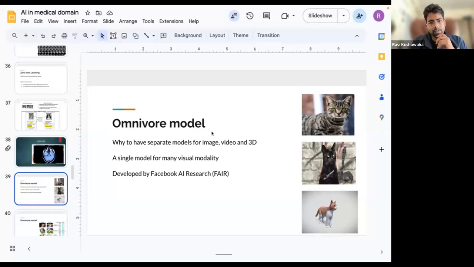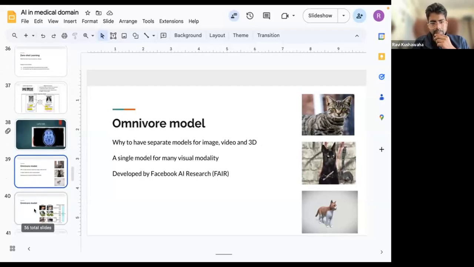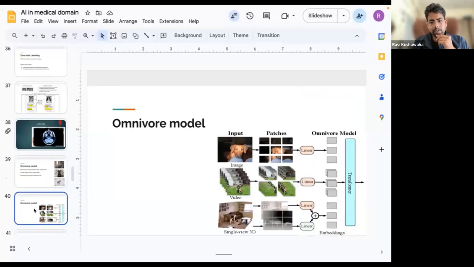So there is an omnivore model that has been developed by Facebook AI Research, popularly called FAIR. They combine all these modalities and predict and give us a general output. And they have termed this the omnivore model.